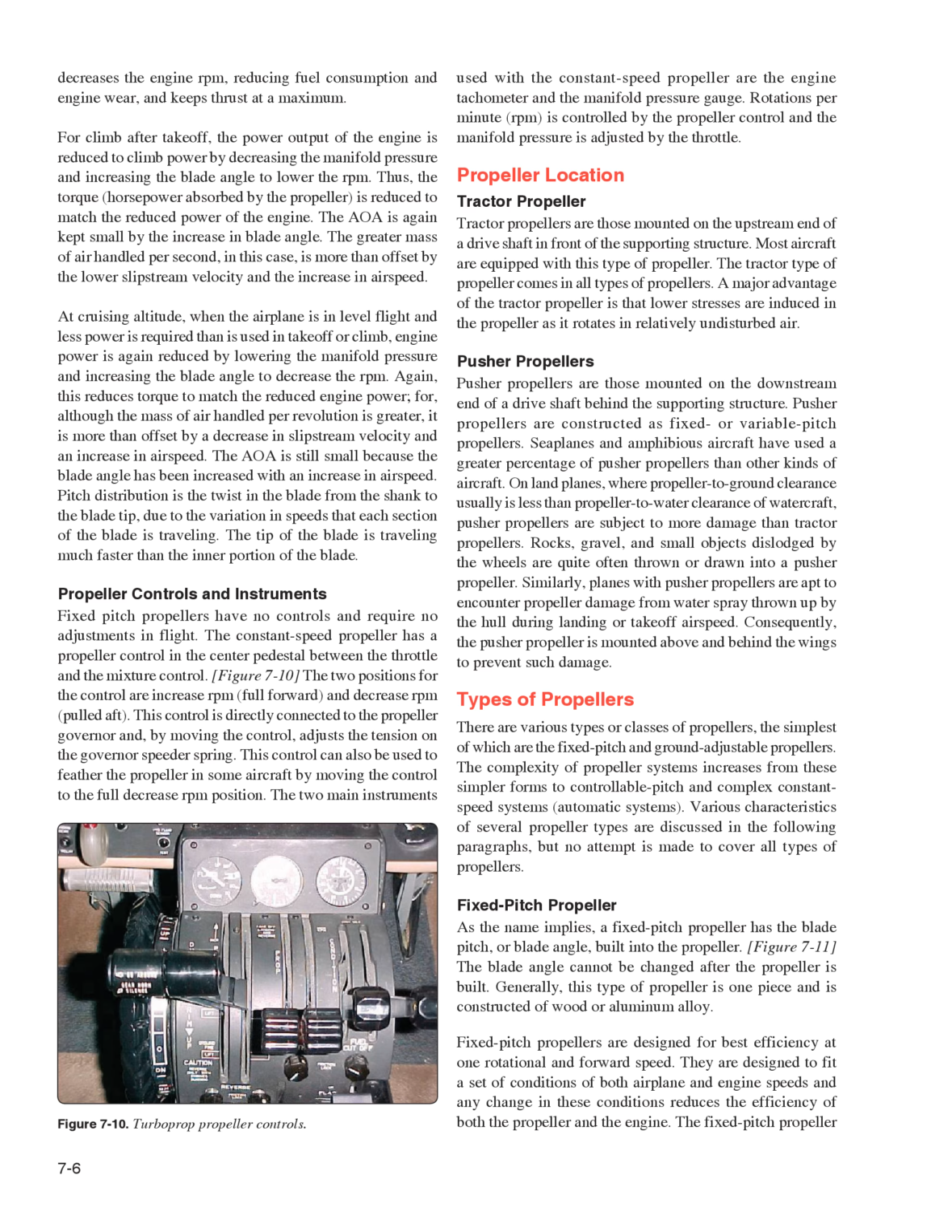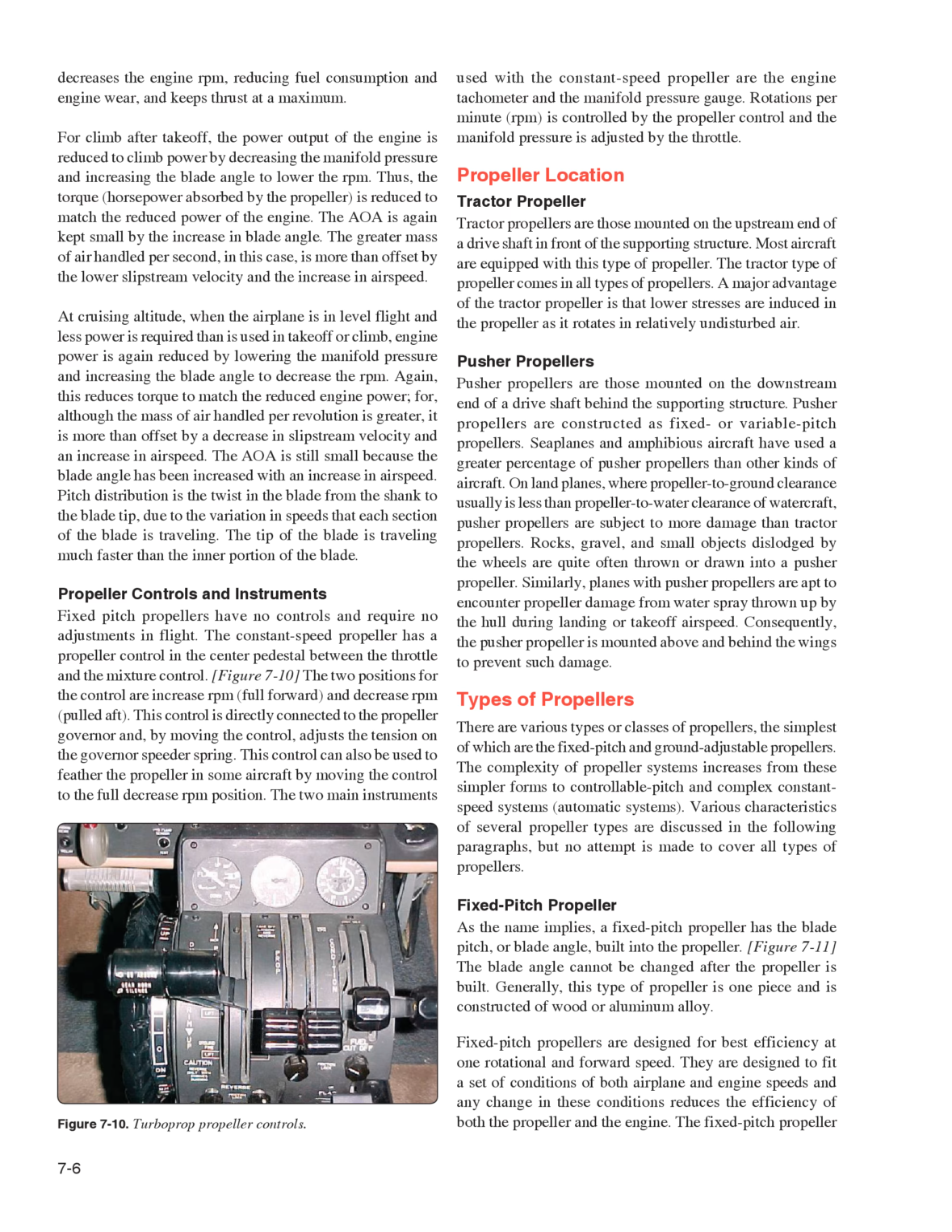At cruising altitude, when the airplane is in level flight and less power is required than is used in takeoff or climb, engine power is again reduced by lowering the manifold pressure and increasing the blade angle to decrease the RPM. Again, this reduces torque to match the reduced engine power, for, although the mass of air handled per revolution is greater, it is more than offset by a decrease in slipstream velocity and an increase in airspeed. The OA is still small because the blade angle has been increased with an increase in airspeed.